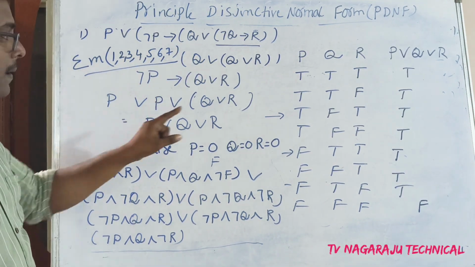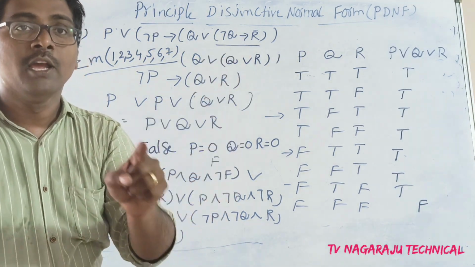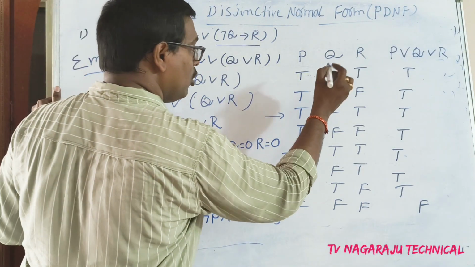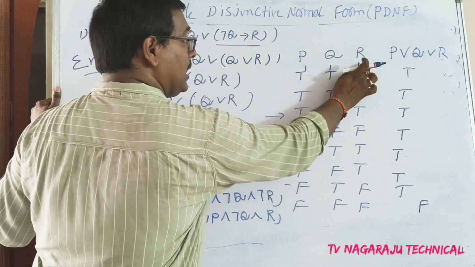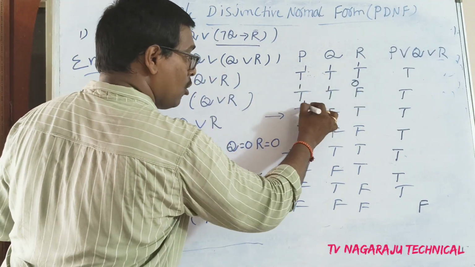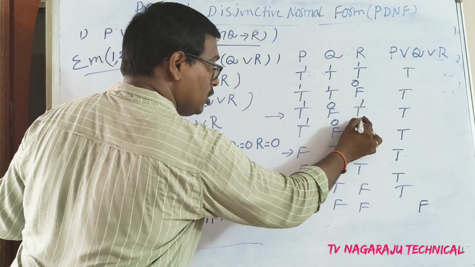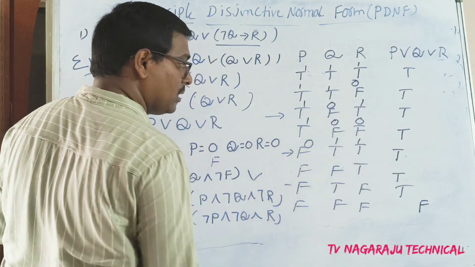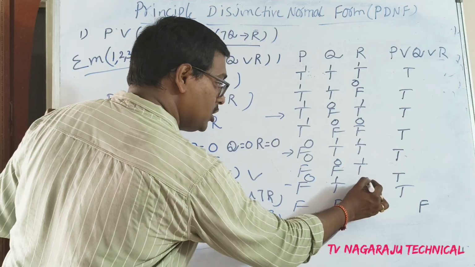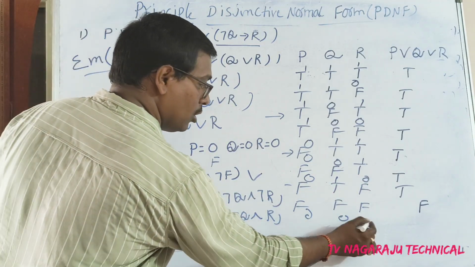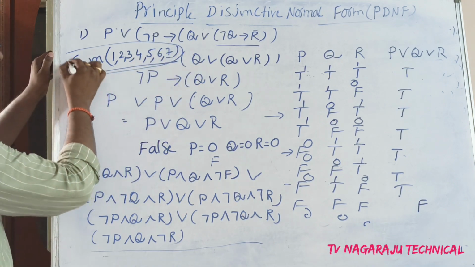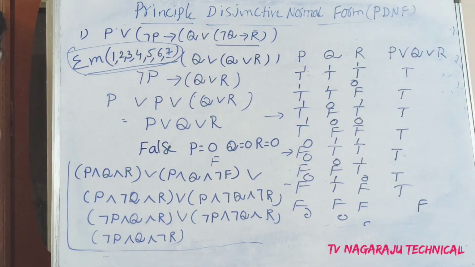Suppose instead of representing F or T, you represent zeros and ones. For example, true means 1, 1, 1. What is the decimal equivalent? 7. 1, 1, 0 is 6. 1, 0, 1 is 5. 1, 0, 0 is 4. 0, 1, 1 is 3. 0, 0, 1 is 1. 0, 1, 0 is 2. 0, 0, 0 is excluded, that is, except 0, all the remaining. If you write this statement, obviously this is the answer.